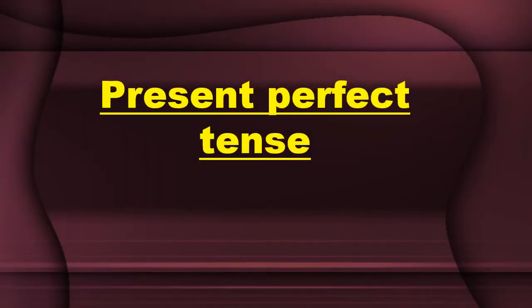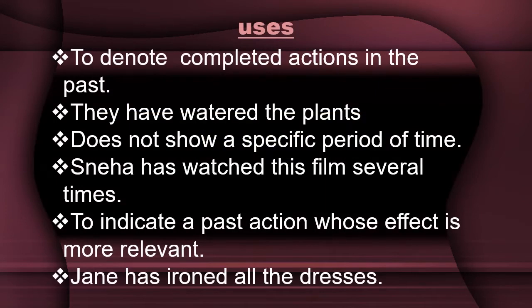In this video, we are going to study present perfect tense. What are the uses of present perfect tense? The first use is to denote completed actions in the past. That means an action is already completed in the past, and the time may or may not be mentioned. Such actions are said to be in present perfect tense.